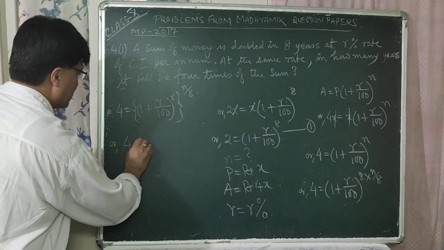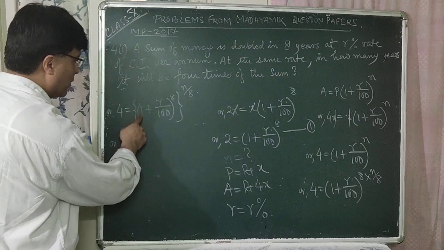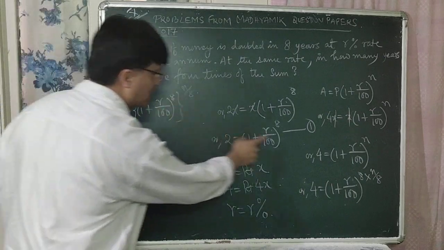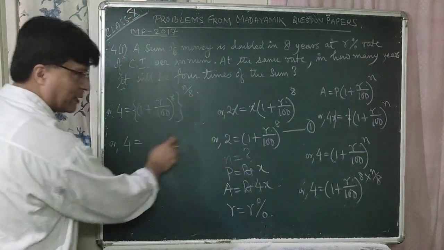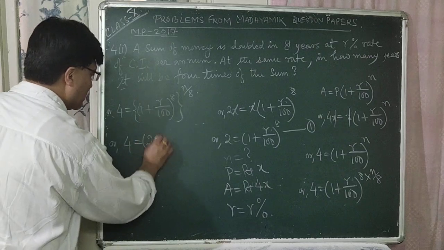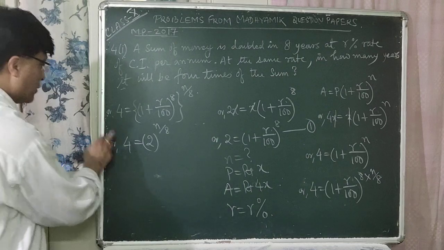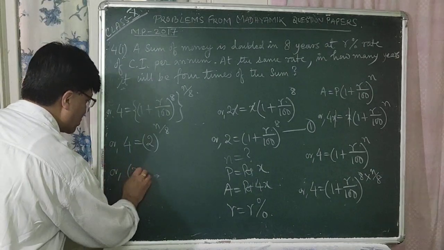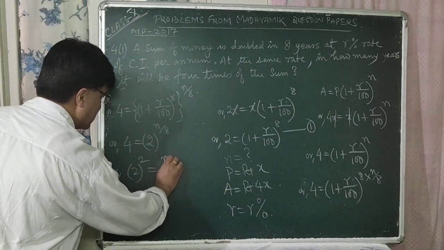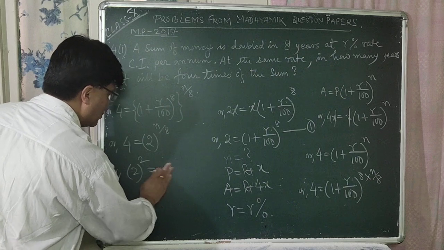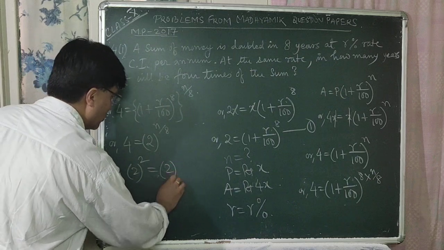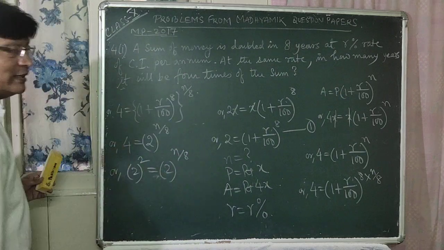So 4 is equal to, what is the value for (1 plus r upon 100) whole to the power 8 from this number 1? It is 2. You can write here 2 to the power n by 8. Now we can write this 4 in terms of 2 whole square. 2 whole square is equal to 2 whole to the power n upon 8.